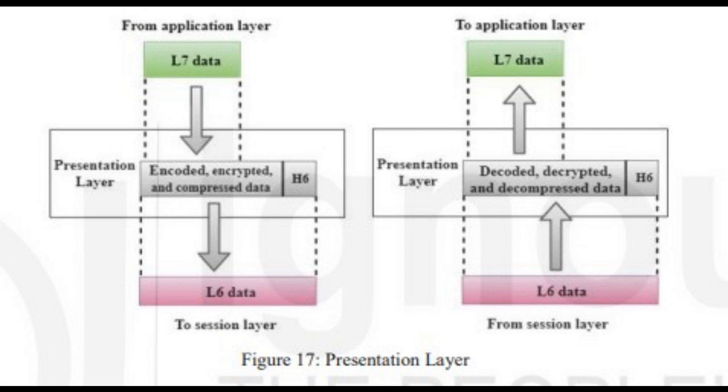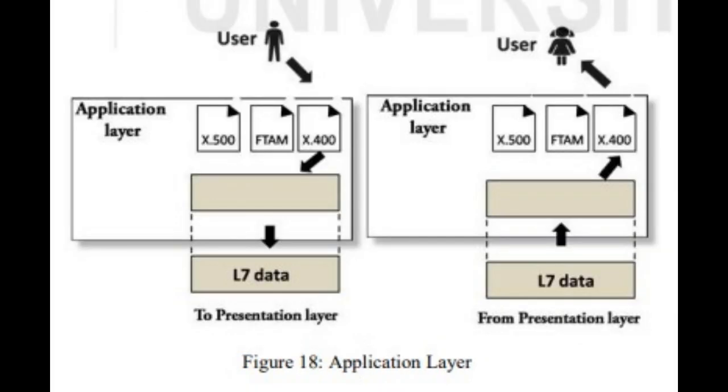Compression: at the presentation layer, data compression takes place on the sender side and on the receiver side the message will be decompressed based on the compression technique used, lossy or lossless. Images are compressed with the JPEG technique on the internet. Figure 17. Presentation layer. Look at the screen.